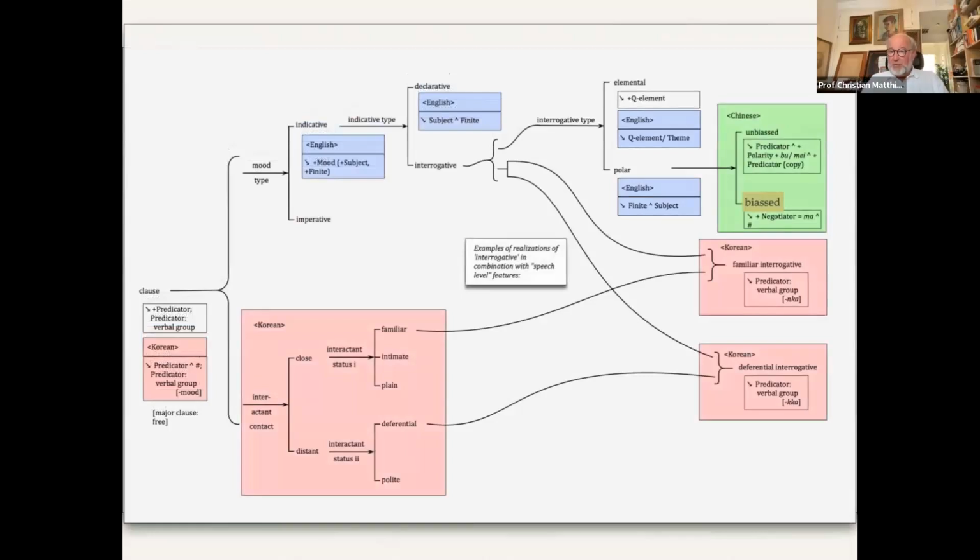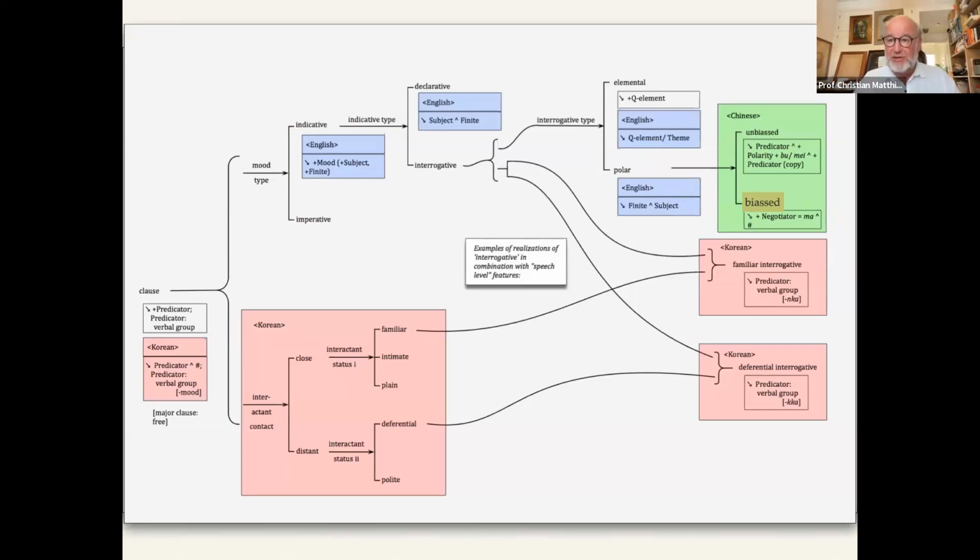Again, as with Indonesian, you see Korean introduces another vector, and that is often described as speech level. It has to do with resources for enacting the roles and relations, the speaker's role in relation to the addressee's role, and has to do with contact and status, so power and contact, as I said, speech level in descriptions of Korean, Javanese, and other languages. So it's either close or distant. If close: familiar, intimate, or plain. If distant: deferential and polite.